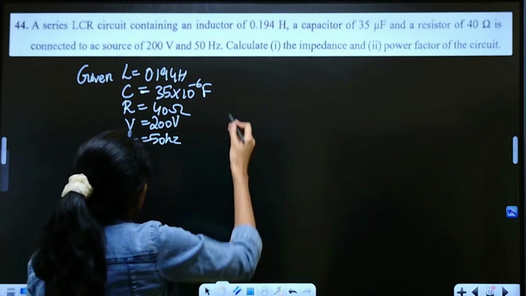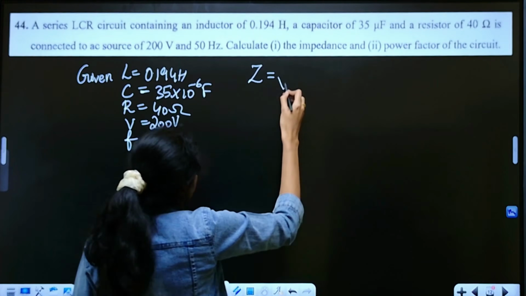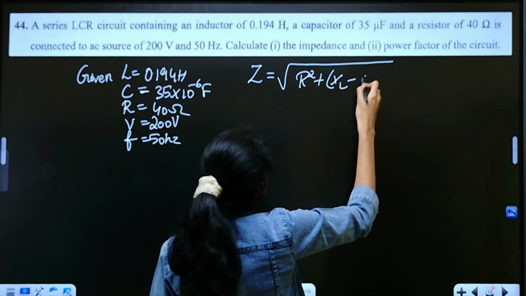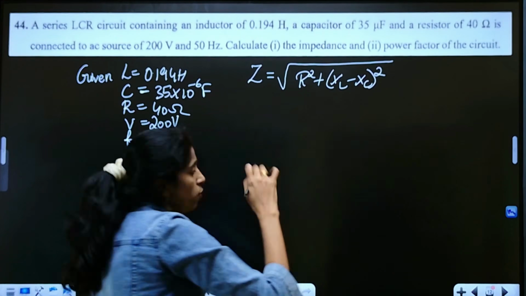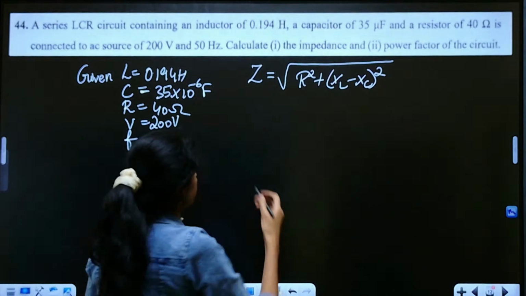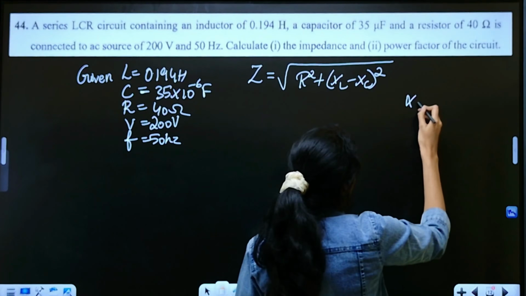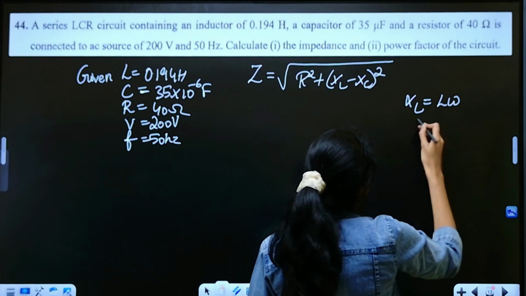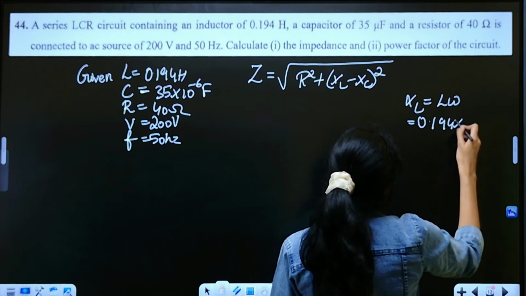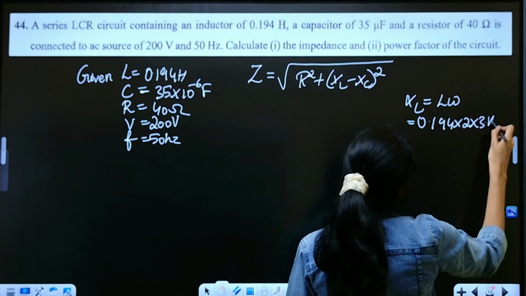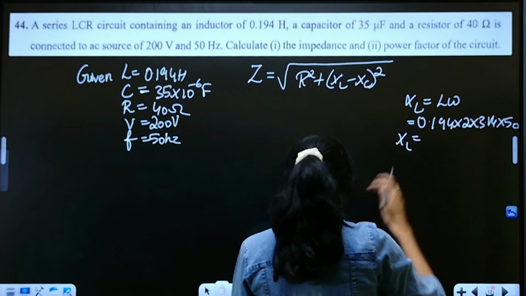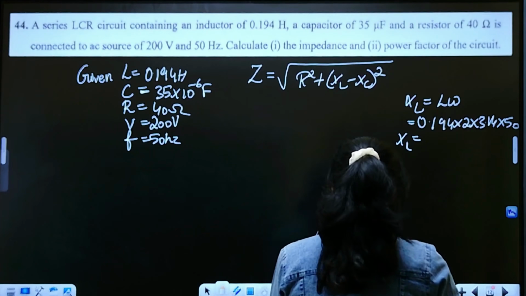So first they're asking us to calculate the value of impedance. Take Z equals root of R square plus XL minus XC the whole square. You should be knowing this formula. So first find out the value of XL. XL is given by L omega. So the value of L is 0.194. Omega is 2 into 3.14 into F, which is 50. So you will get 314. So the value of XL is, yeah, one second.